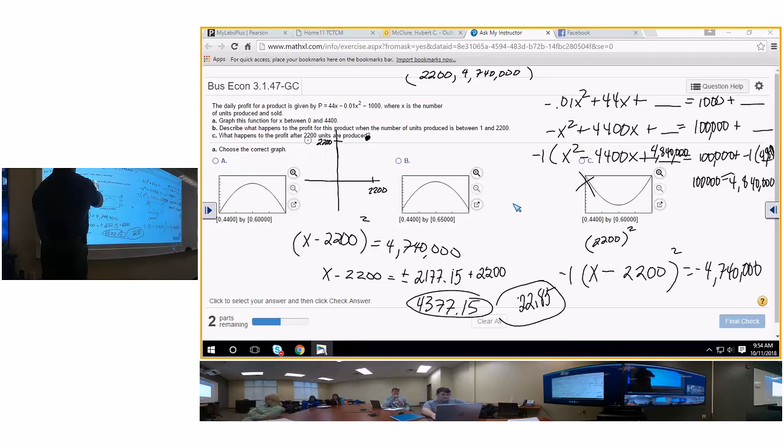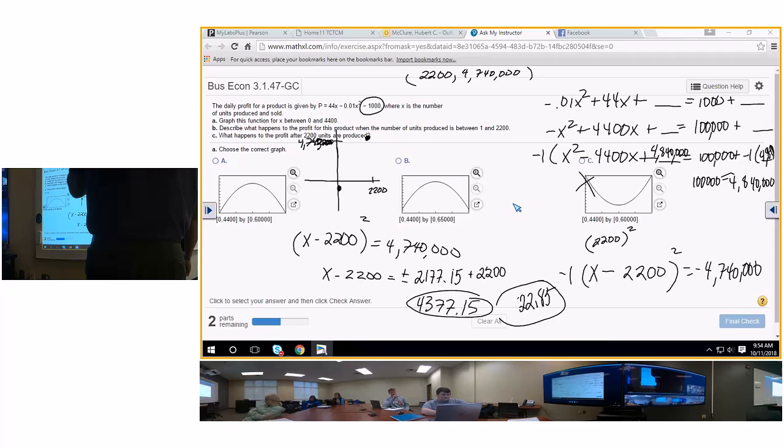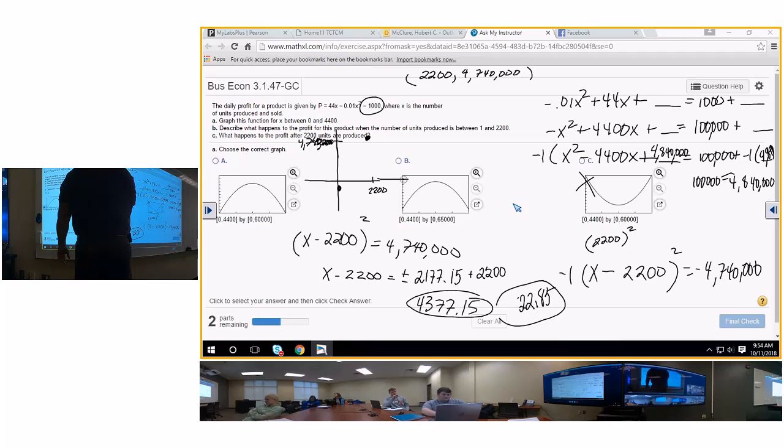this would be 4,740,000. Okay, so that's that point. That's the vertex. The y-intercept, negative 1,000. Negative 1,000 would be down here. And mine's way out of proportion because, and 4377, well that's 2200, so 4,400 would be right over here.